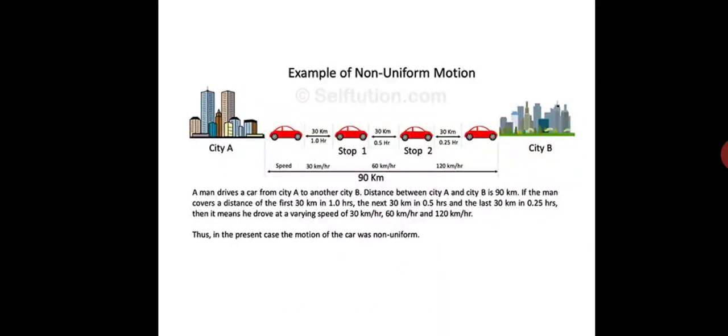A person is going to travel from Chennai to Trichy. Again the distance is 90 kilometers, but if he is going to cover 30 kilometers in 1 hour and another 30 kilometers in half an hour and another 30 kilometers in 0.25 hours, which means his speed is varying: 30 kilometers and 60 kilometers and 120 kilometers. He doesn't maintain a constant speed, which means that it is a non-uniform motion.